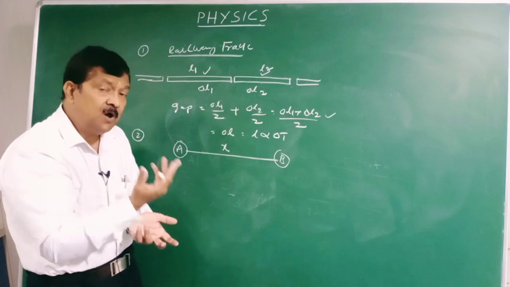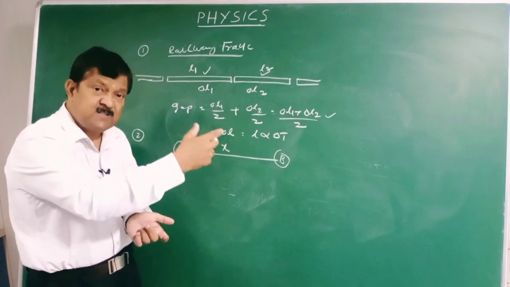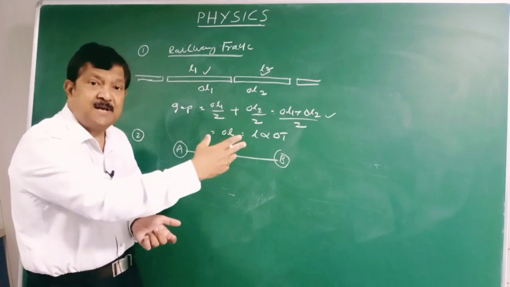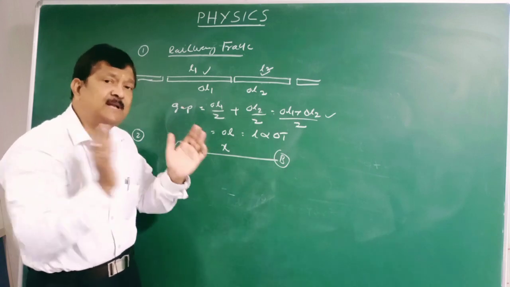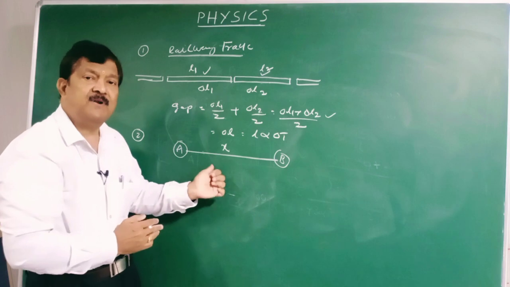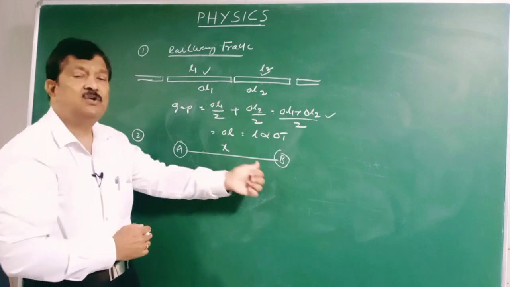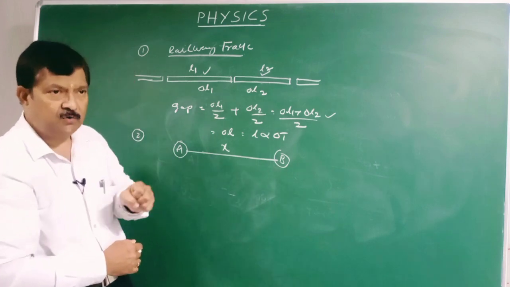Then we don't know the length of each rail, or how many gaps there are. We don't know the number of gaps, but we want the total value of the gap to be left between all the rails present between the two stations. Then what do we have to do?